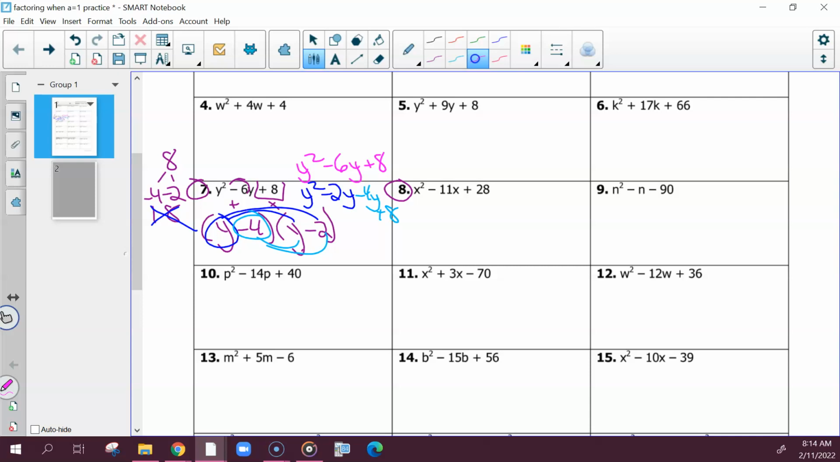We're going to do one more group and then we'll be done for today. And we'll finish the rest on Monday. For number 8. It's a similar setup. It's a minus and then a plus. So we need to find two numbers that multiply to be 28, but add to be 11, or subtract to be 11.